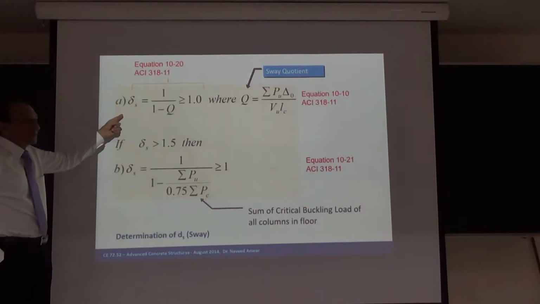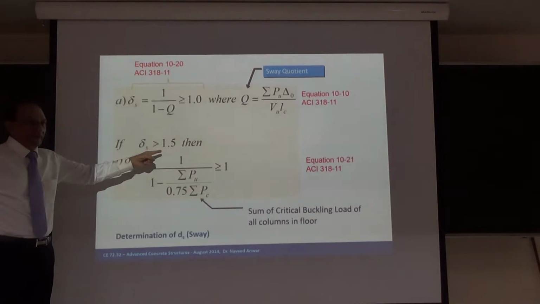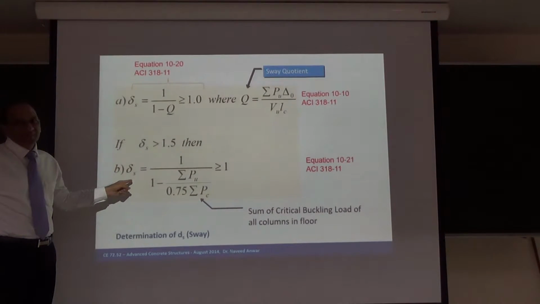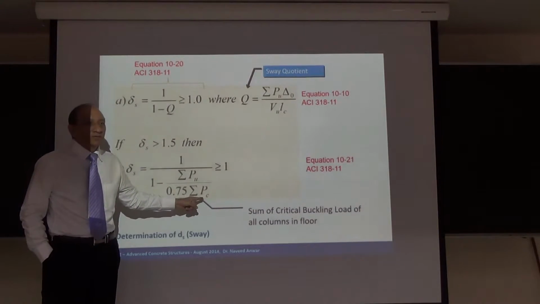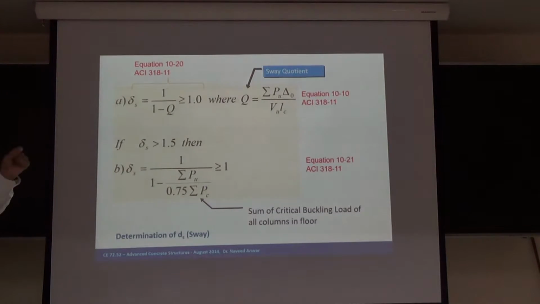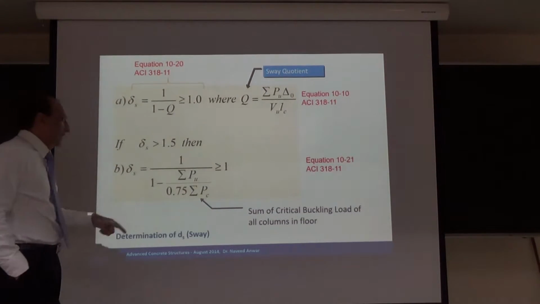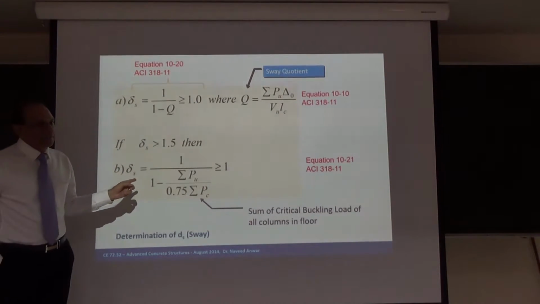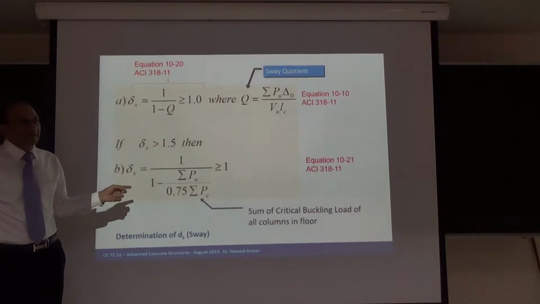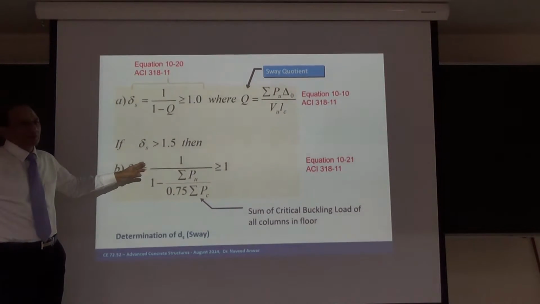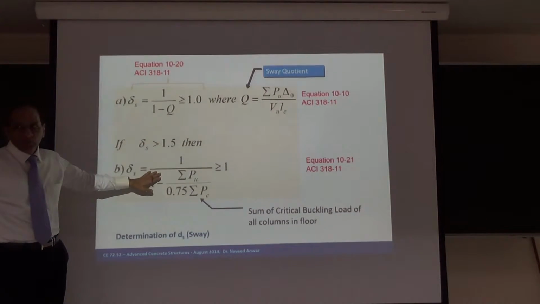If this delta S comes out to be more than 1.5, then you have to use this equation, which is not good because then you have to calculate the PC of all the columns in the floor. Imagine 100 columns and you have to calculate the critical buckling load of 100 columns and PU and then calculate this one. It doesn't get easier at all, right? And again, then engineers try to be within that range. If it is more than 1, they change the column. Don't want to go there.